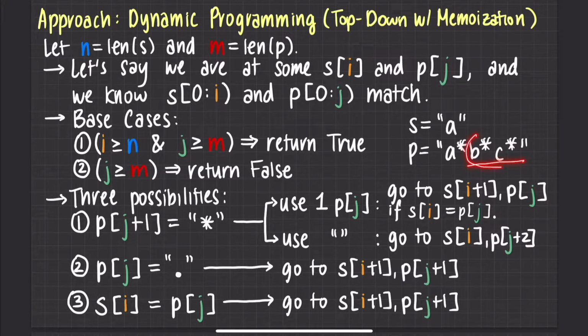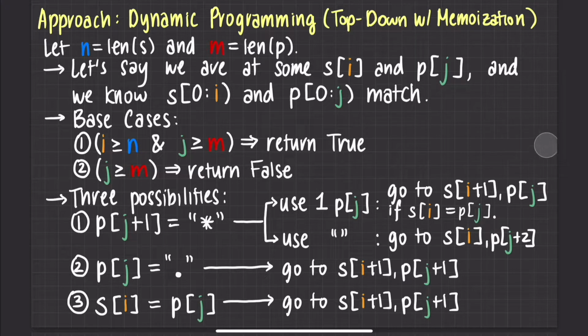but it doesn't necessarily mean that what we have left can't be an empty string and therefore match S. So returning at I is greater than or equal to n without checking the rest of the pattern is not logical. So that's why we don't have that third case right there. Okay, so those are our base cases.